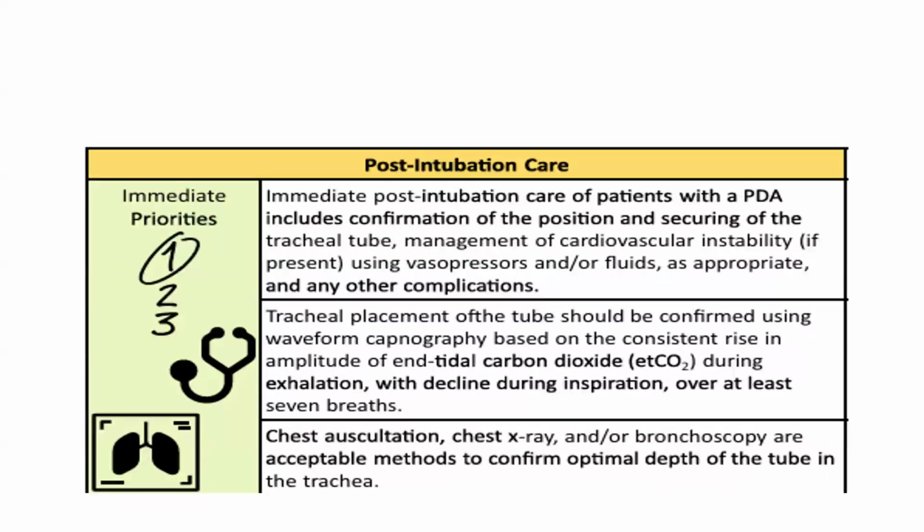Now about post-intubation care. Immediate post-intubation care of the patient with this physiologically difficult airway includes confirmation of position and securing the tracheal tube, and management of cardiovascular instability using pressor or fluid as appropriate, and any other condition. Tracheal placement of the tube should be confirmed using waveform capnography, based on a consistent rise in amplitude of end-tidal carbon dioxide during exhalation that declines during inspiration over at least 7 breaths. Chest auscultation, chest X-ray, and bronchoscopy are acceptable methods to confirm optimal depth of the tube in the trachea.